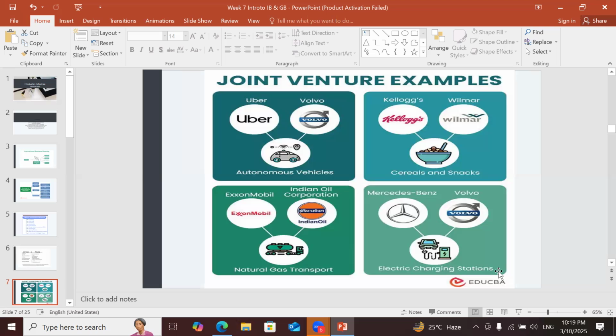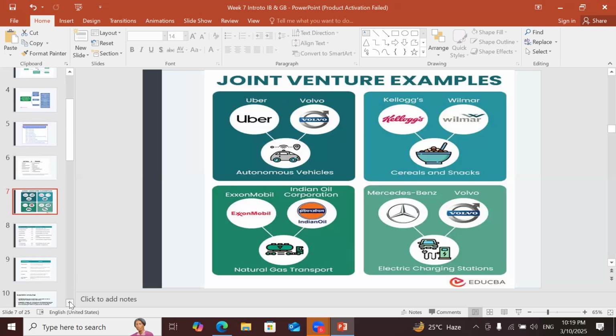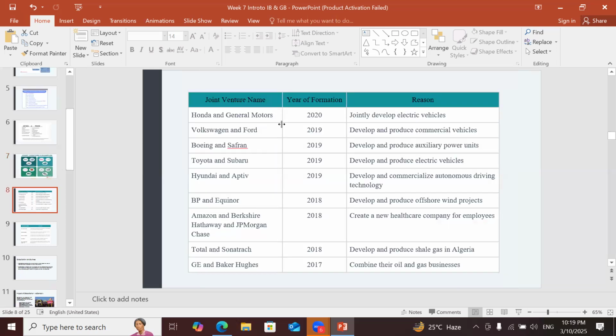These are some examples of joint venture companies. And some modern joint venture companies I am showing here. This is very modern: Honda and General Motors, GM Motor, India and America. They jointly developed an electric vehicle in 2020. Volkswagen and Ford, in 2019, developed and produced a commercial vehicle.